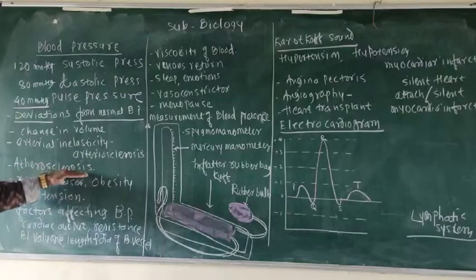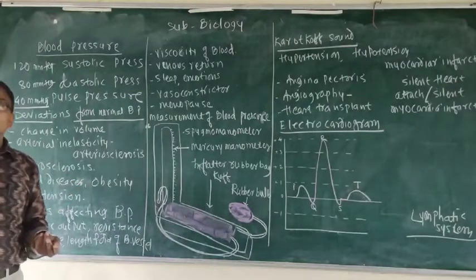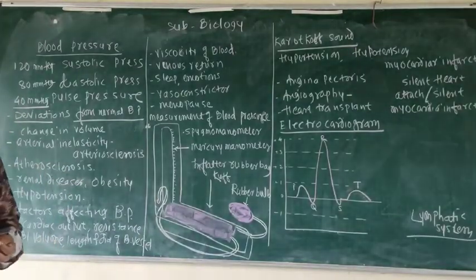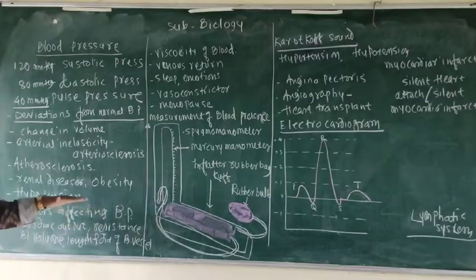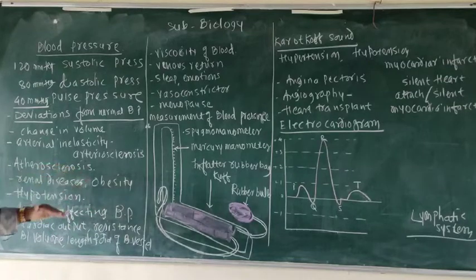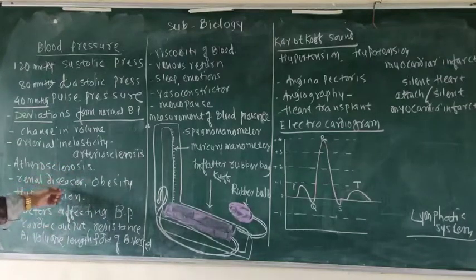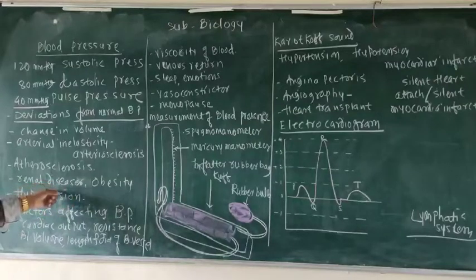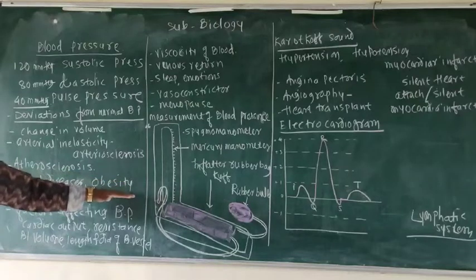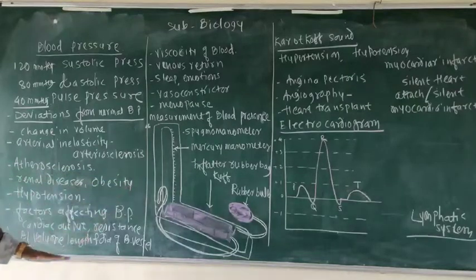Then atherosclerosis means deposition of a clot or plug. The plug is formed from calcium ions, fibrous material and fat cholesterol, which increases blood pressure. In some persons there is a renal disease like kidney stone, which also increases blood pressure. Obesity also increases blood pressure.